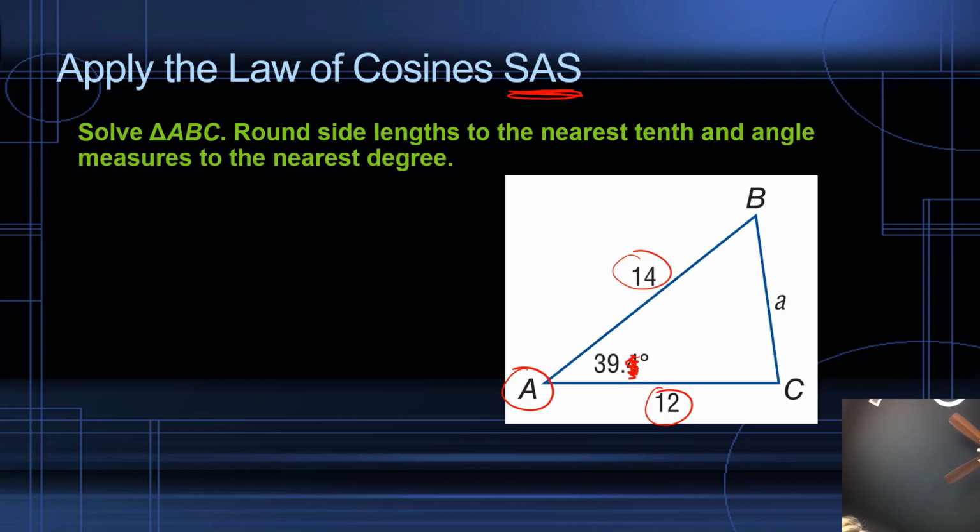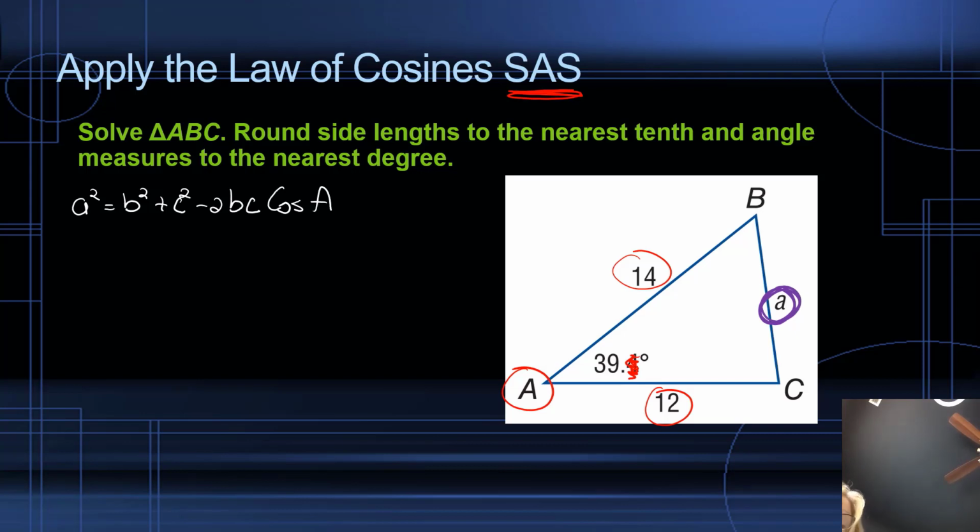The first thing we're going to do is solve for side A. It's actually an easier way to use the law of cosines on this one because the a squared will be on the left side of the equation. So I'm going to write it out the way it should be: a squared equals b squared plus c squared minus 2bc cosine A. And this will help us find side length a.